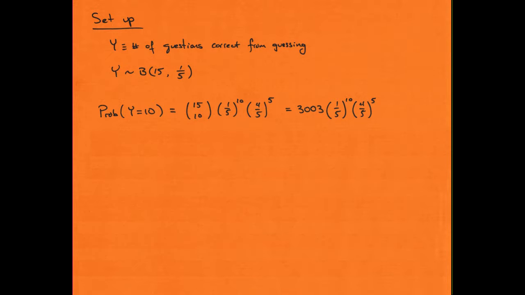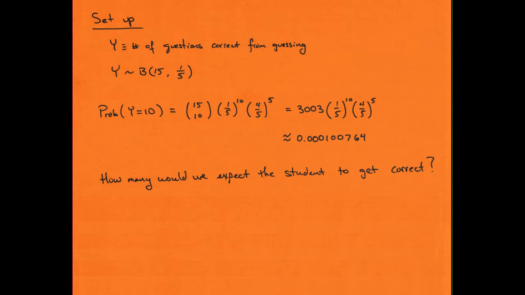And so the probability that y is equal to 10, so that the student gets 10 questions correct, is going to be 15 choose 10 times 1/5 to the 10th power times 4/5 to the 5th power. Now, 15 choose 10 is going to be 3003. And it's really those extra exponents that give us a probability of 0.000100764. So that's really not likely, that the student is going to get 10 answers correct just by guessing.